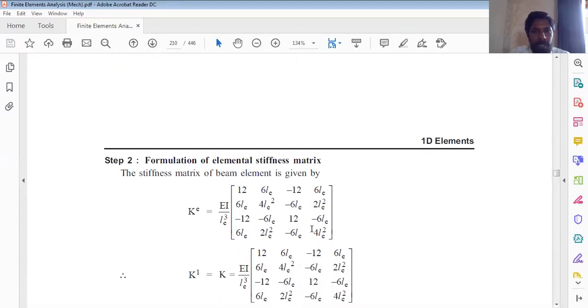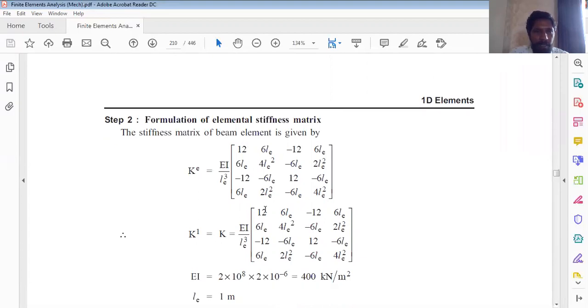As there is only one element in the given continuum, there will be only one stiffness matrix, and the elemental stiffness matrix itself will be the global stiffness matrix. The stiffness matrix of the beam element is given by this matrix, where K is EI by LE cube times the matrix of 12, 6 LE, minus 12, 6 LE, 6 LE, 4 LE square, minus 6 LE, 2 LE square, minus 12, minus 6 LE, 12, minus 6 LE, 6 LE, 2 LE square, minus 6 LE, 4 LE square.